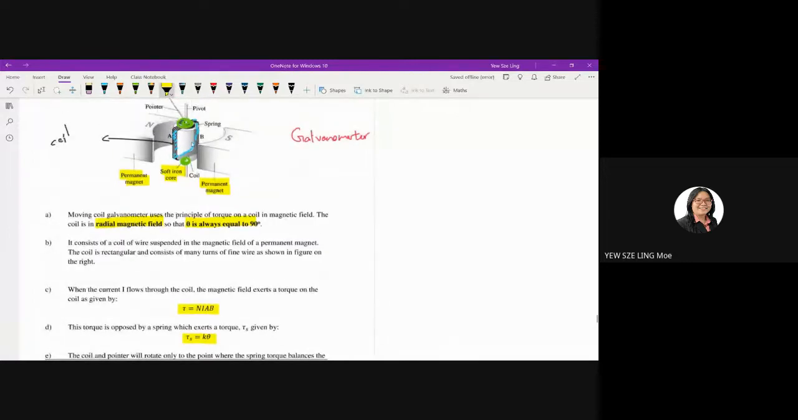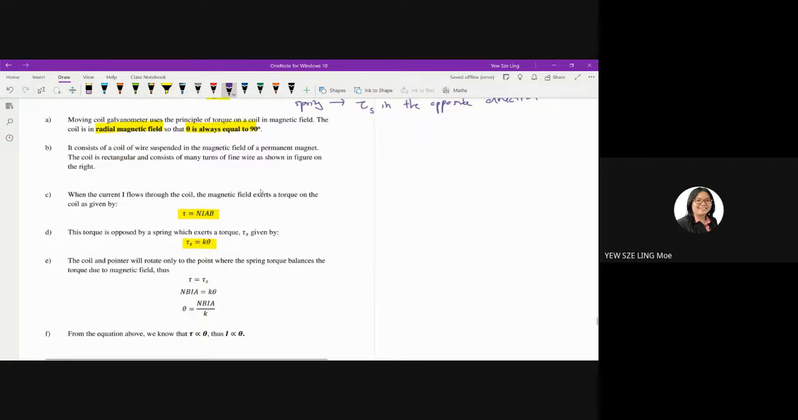So there are two torques being generated in this diagram. One is generated by the coil: the coil gives you a torque from the magnetic field. And then the spring gives you a torque in the opposite direction. So torque and torque S: when the two of them are equal, the pointer will stop. When it is balanced, we say torque equals torque S.